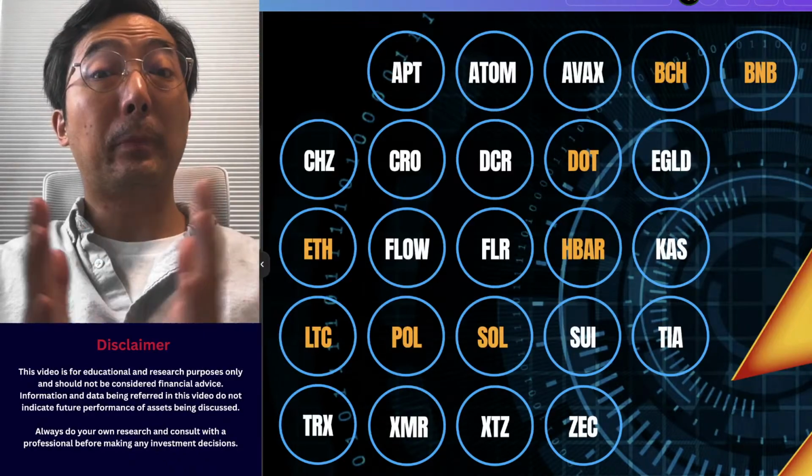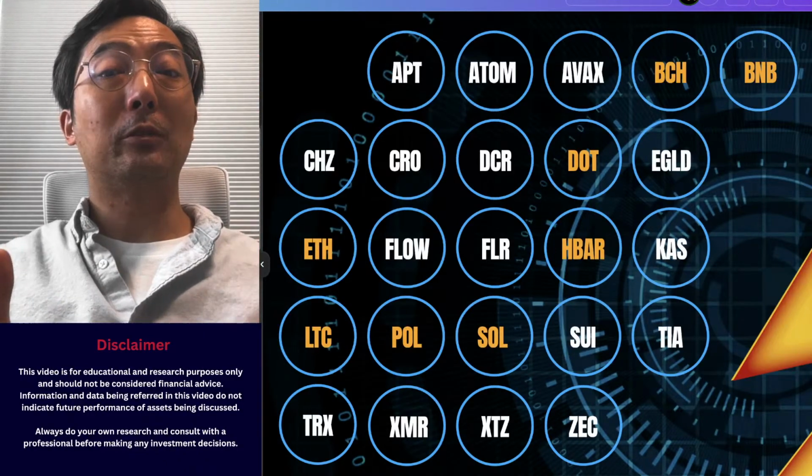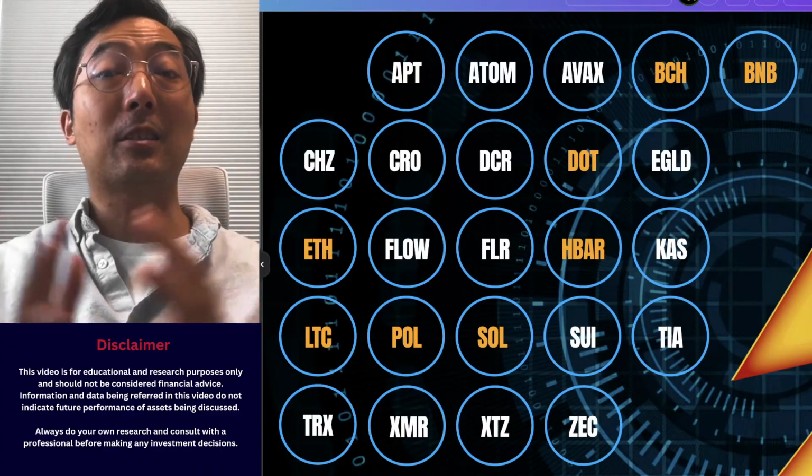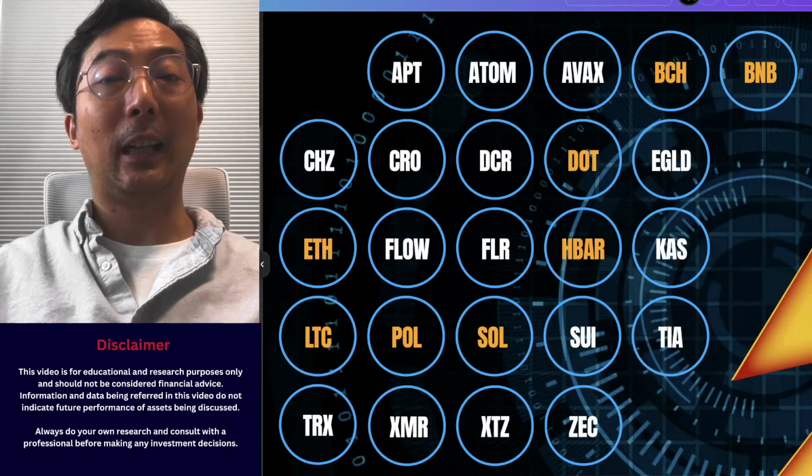Hi there, welcome to the speedrun session that will go through the Wyckoff analysis for these 24 altcoins in the category of L1, L2, and L0.